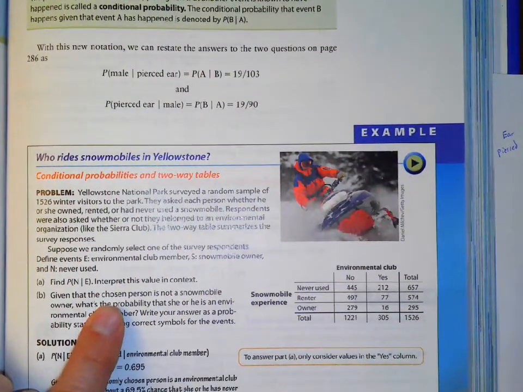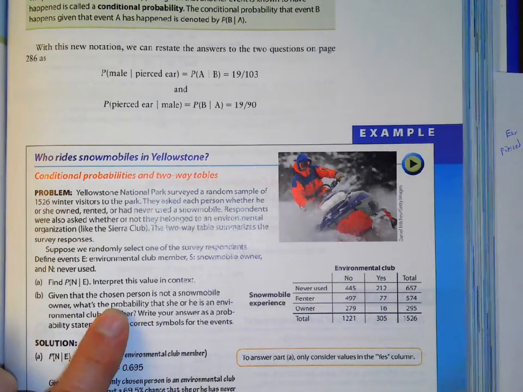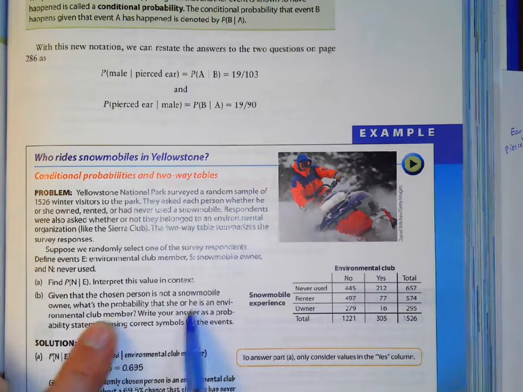Part B says, given that the person is not a snowmobile owner, so not an owner, what's the probability he or she is in an environmental club?